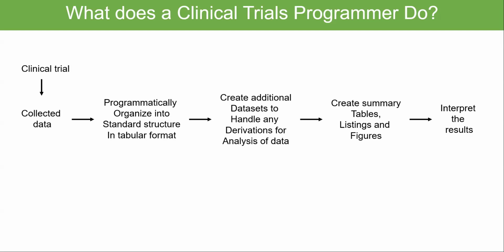So what do we do? We have data collected and we are programmatically transforming that into a standard structure. Typically, if you are following CDISC standards, that will be our SDTM datasets. And what do we do next? We may have to derive some things on the collected data to perform the analysis of data. We typically call these analysis datasets, but if we are employing CDISC standards, we call the analysis datasets ADaM datasets. And then we use the ADaM datasets to create our summary tables, listings, and figures.